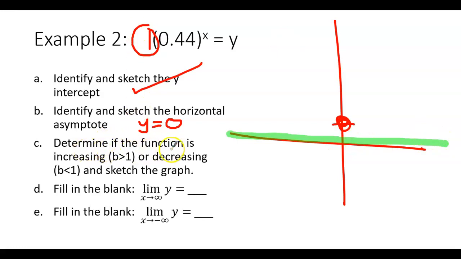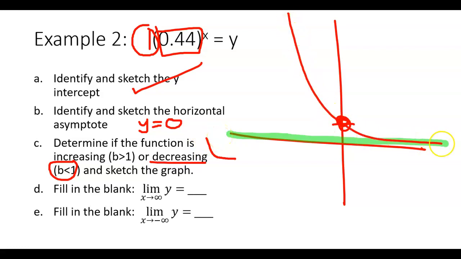Next, determine if the function is increasing or decreasing. Well, in this case, my b value is less than 1, which means that it is decreasing. And when you have a decreasing graph, it goes like this. It gets flat on the right side and it goes up on the left. So that's going to look something like this then.